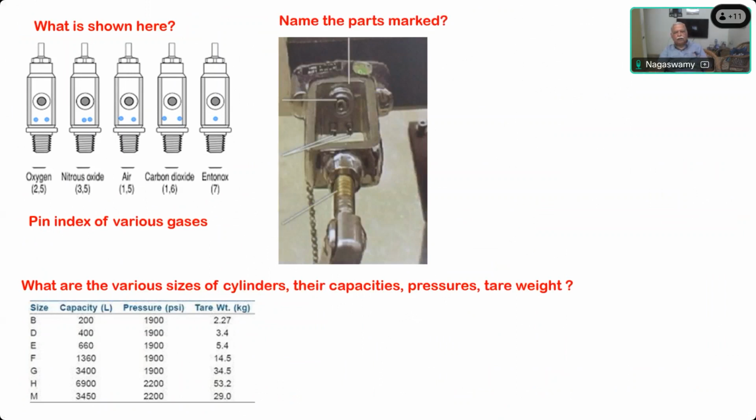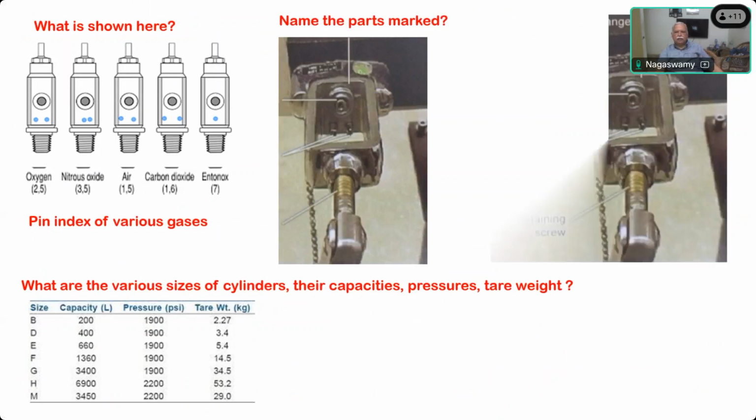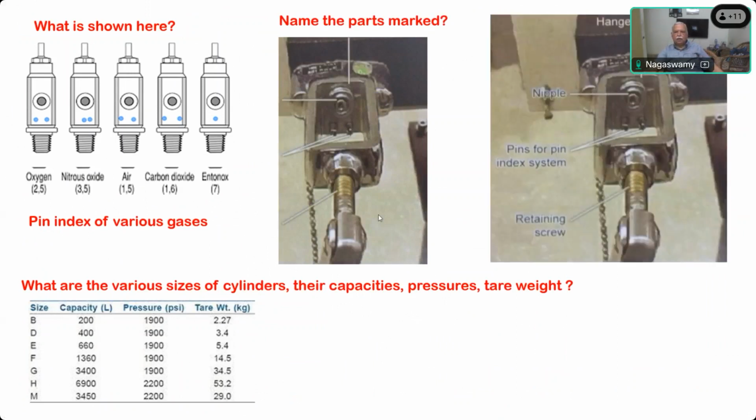Name the parts of this area. This is what we have been talking about all along. This is the hanger yoke valve assembly. So this is the hanger yoke of the machine. This is the nipple and this is the pin index. This is the Bodok seal which will be seated here.